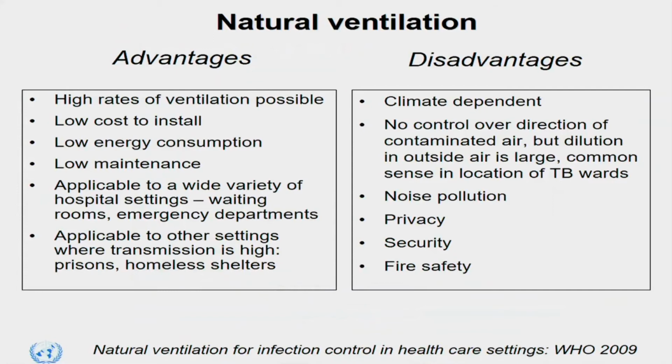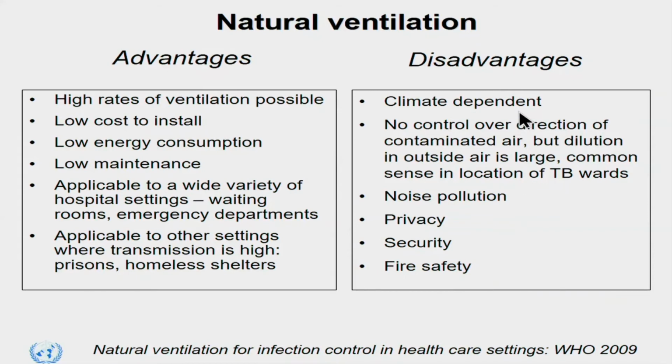So I've already told you about where we find infectious patients. It's in outpatients, it's in waiting rooms, it's in X-ray departments. You can't mechanically ventilate all of those areas. There's just no way in low resource settings to do that. So all you're left with is natural ventilation if climate permits. And of course it's applicable to other situations where you're likely to find TB folks, so homeless shelters, prisons, all that sort of thing. But of course it's climate dependent.